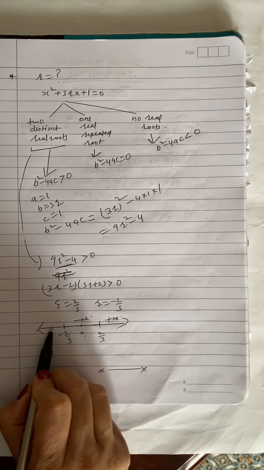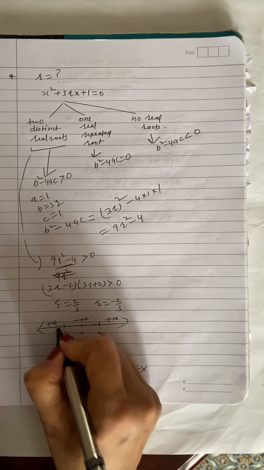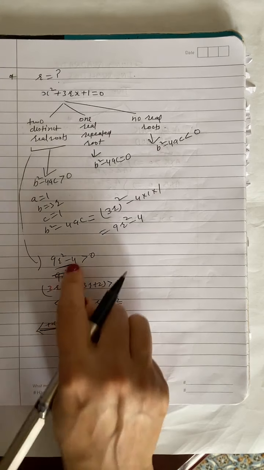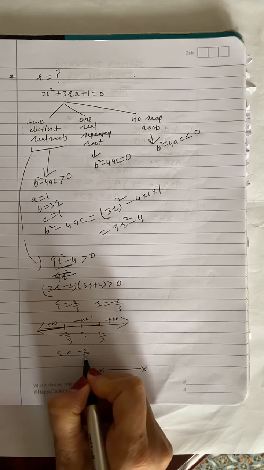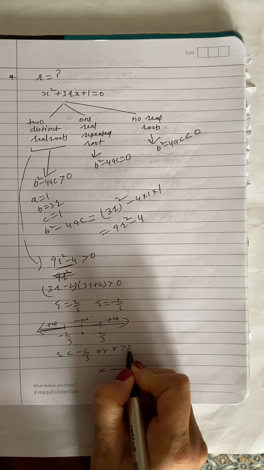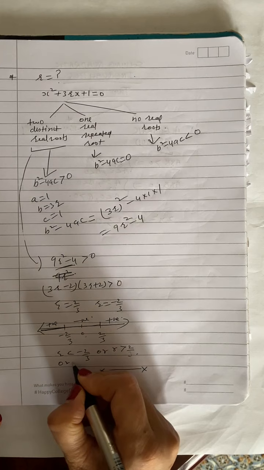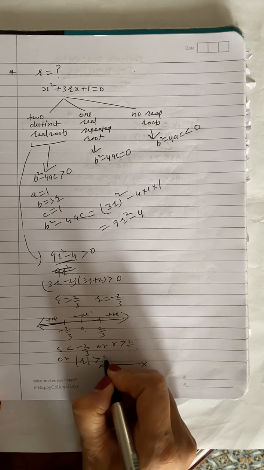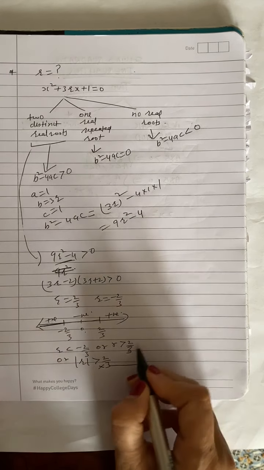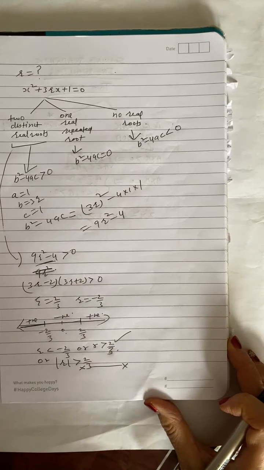Here, when r is negative 1, it's again going to give me positive, which means the solution for this one is r is less than negative 2 over 3 or r is greater than 2 over 3. Or in other words, you can say the absolute value of r is greater than 2 over 3. Up to you, but this will be the solution in this case.